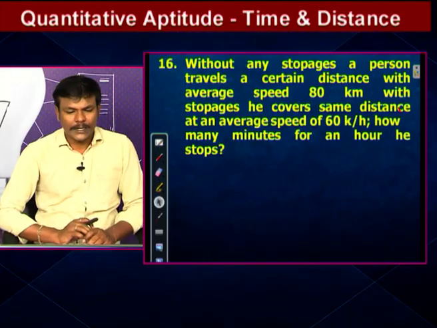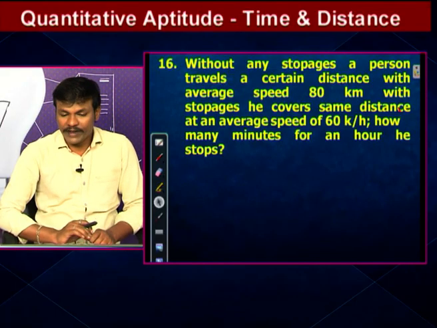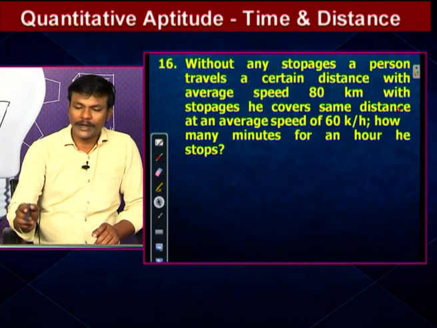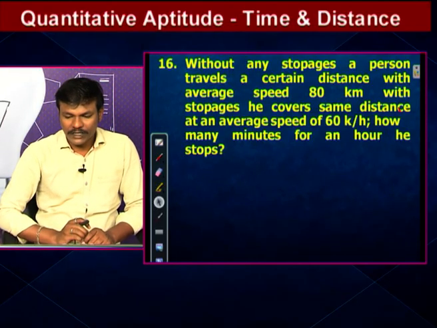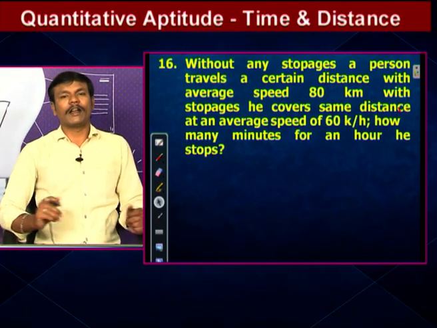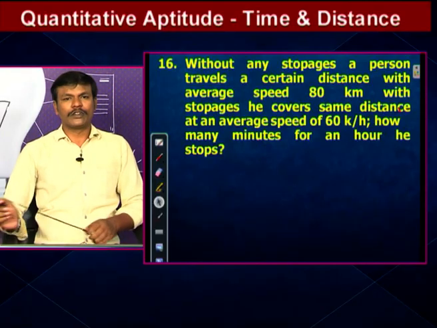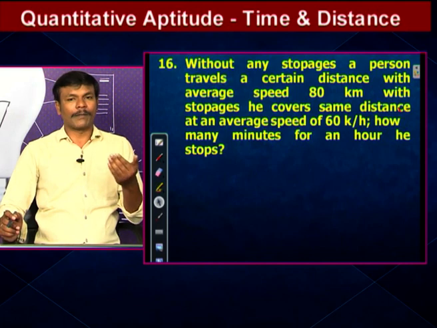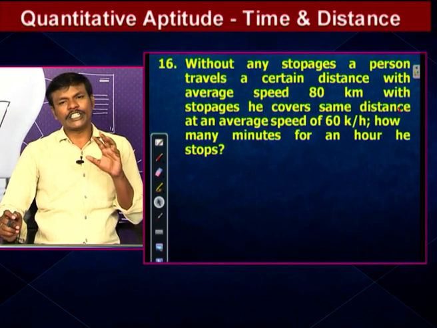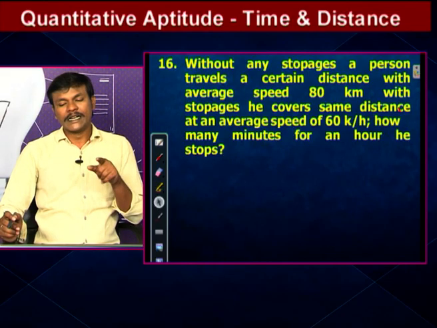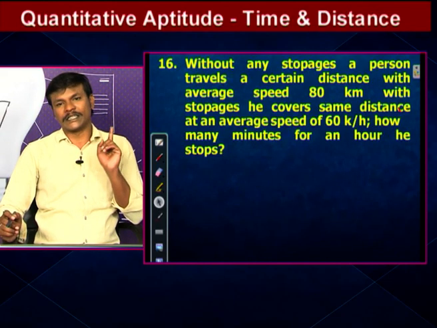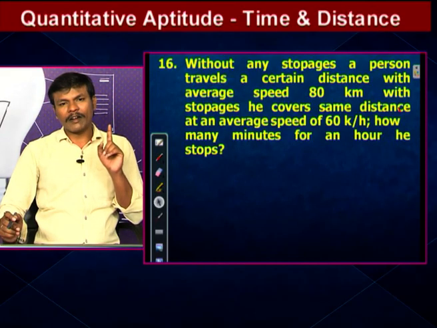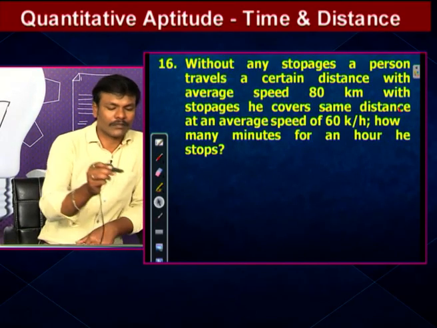Go for the next. Without any stoppages, a person travels a certain distance with an average speed of 80 km per hour. With stoppages, he covers the same distance at an average speed of 60 km per hour. How many minutes per hour does he stop? Simply observe, a person going without stoppages travels 80 km per hour. With stoppages, he travels only 60 km per hour, because the speed decreases due to the stoppages. So how many minutes per hour does he stop? Simple. What is that?